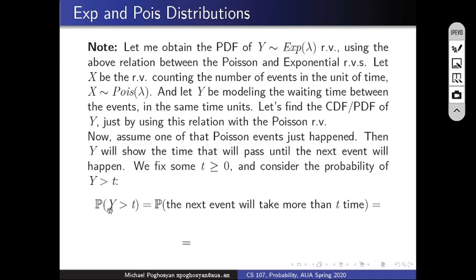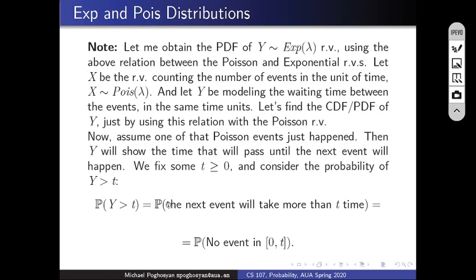This is the same as the next event will take more than t time. Of course, Y is calculating the time between two events. The next event will take more than t time, and this is the same as no events in (0, t). What is 0? I'm starting counting from this Poisson event.